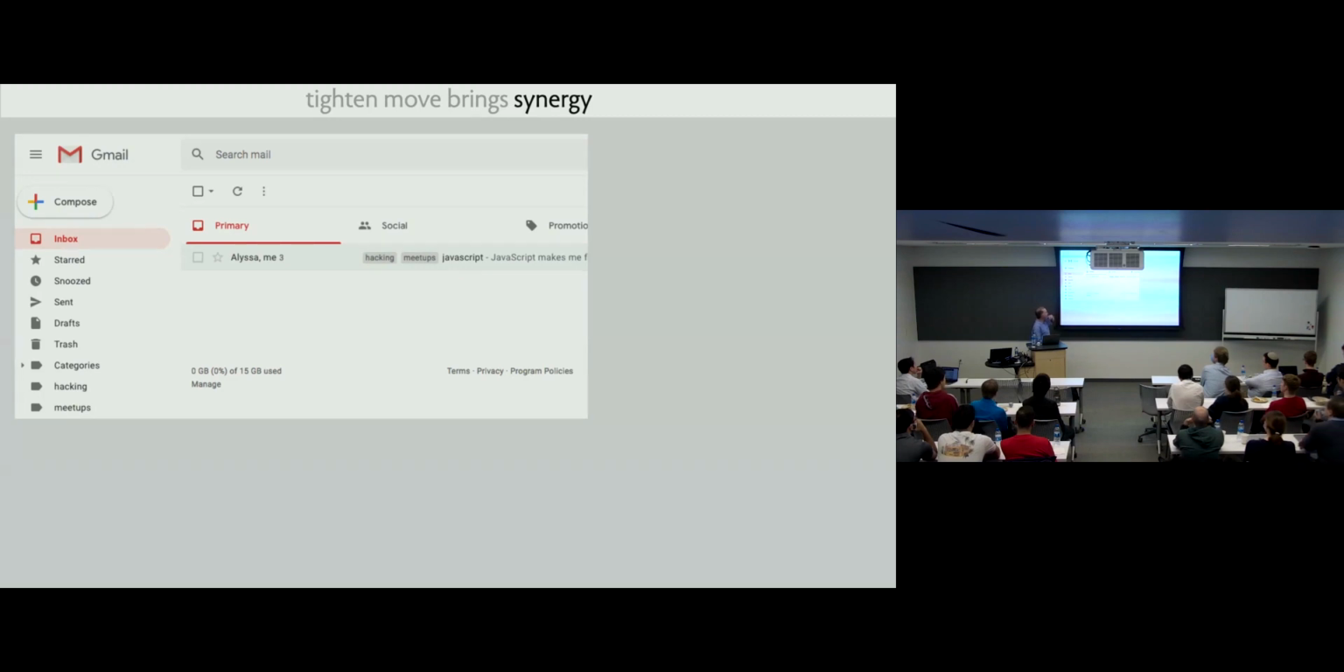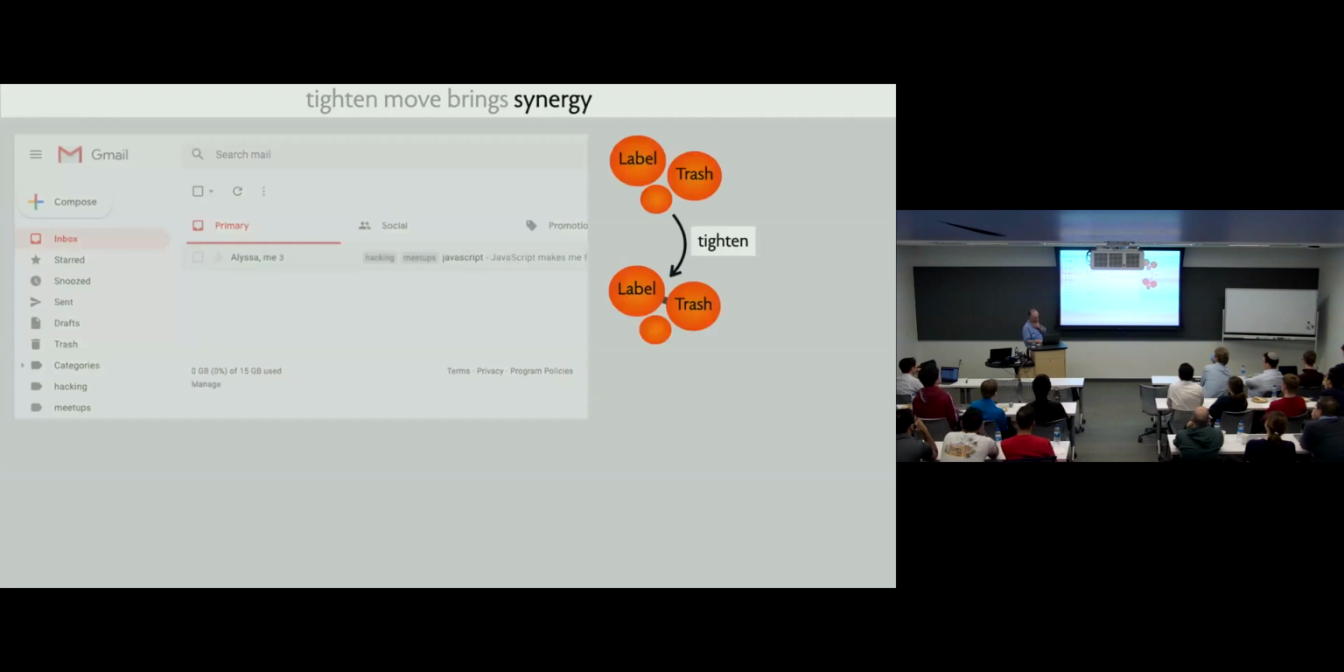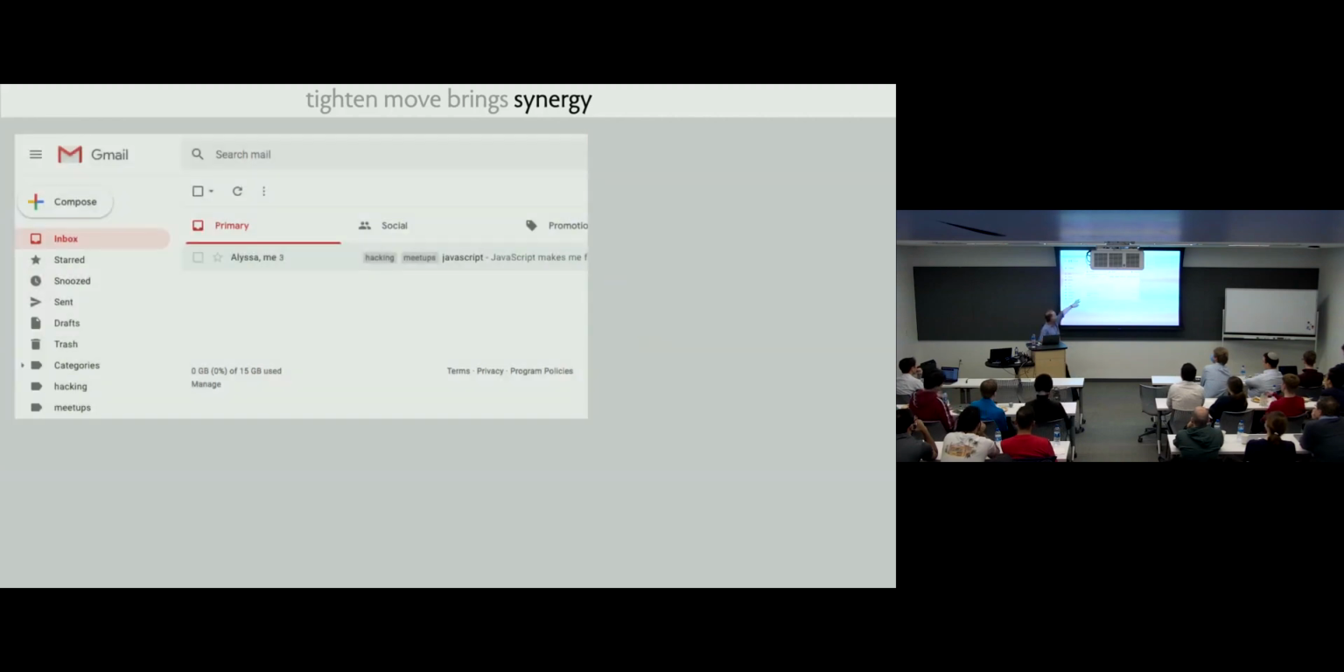So in Gmail, for example, the way you organize messages is by labels. Here, for example, we see a conversation which has some labels: hacking, meetups, and so on. These labels appear here, and I can click on any one of these labels, and it will show me all the messages with that label.